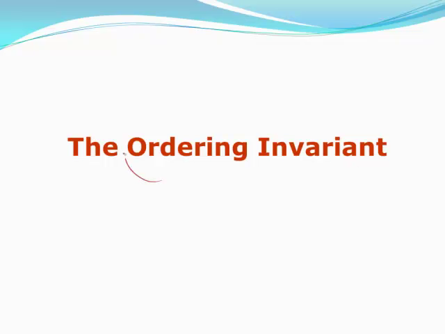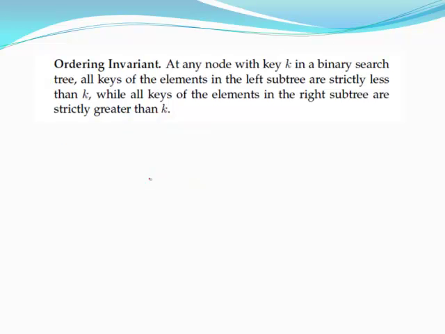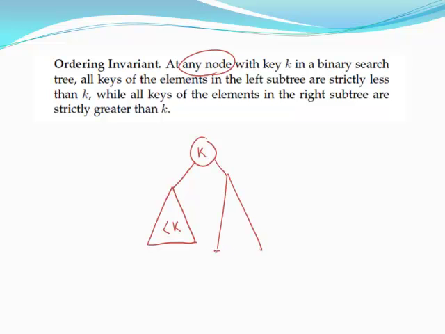So let's start with an ordering invariant. Let's talk about what the invariant for the order would be. We're going to define a binary search tree such that at any node, say a node with a key k, all keys in the left subtree, which I'm going to draw as a triangle, will be less than k, and all keys in the right subtree are going to be strictly greater than k.